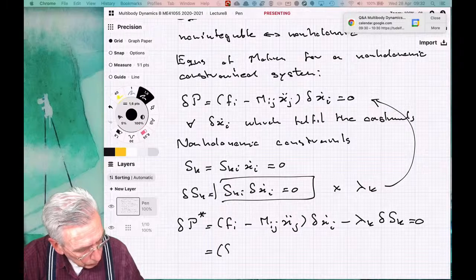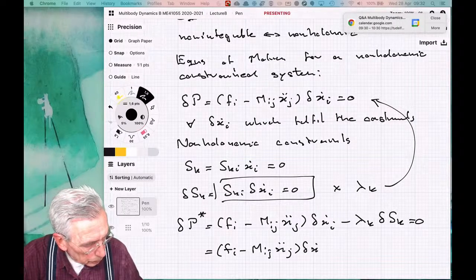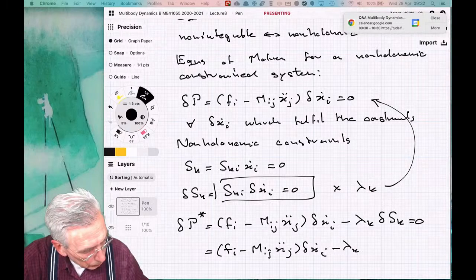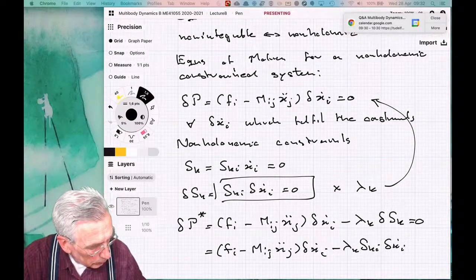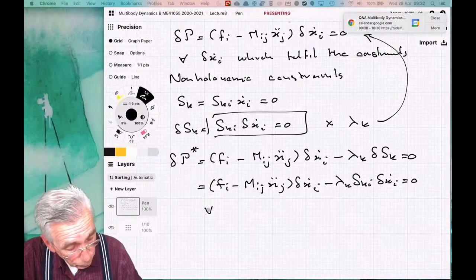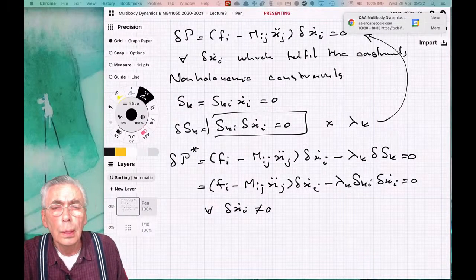Yeah, let's write that again. So we get Mij x double dot j times virtual velocity i. Now I write out what this is. This is my ψk times virtual velocity i, which is 0. And now everything is in, it holds for all virtual velocities, as long as they're not 0.